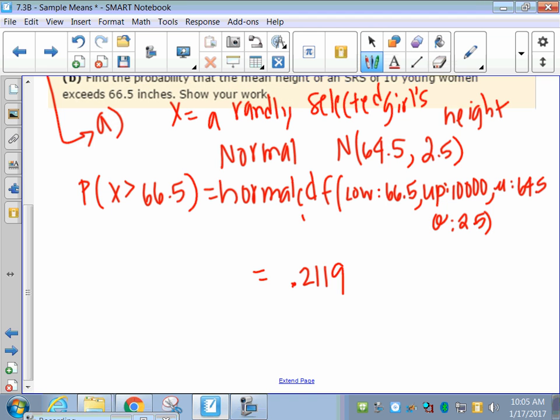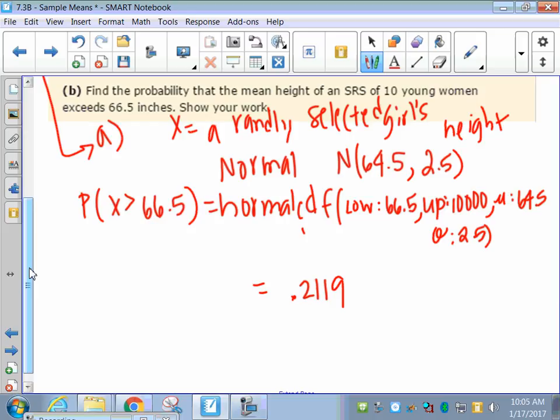So here's where part B is different than part A. Find the probability that the mean height of an SRS of 10 young women exceeds 66.5. This is different because now we're taking a simple random sample of 10. We're not talking about the population. We're talking about those 10 women. So out of those 10 women, what's the probability that we have a mean greater than whatever it was, okay?